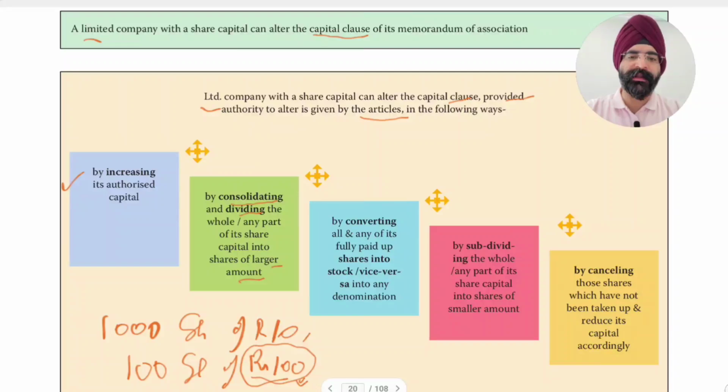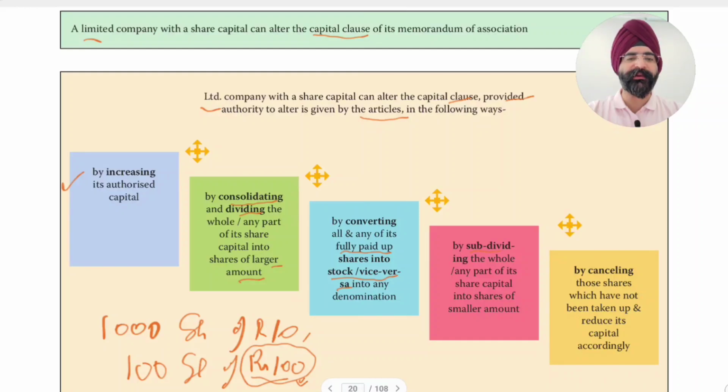Then by converting all or any of its fully paid up shares into stock, or vice versa, into any denominations. Practically I have not seen this happen, maybe it's a historical way of doing things. Only fully paid shares can be converted into stock, and then stock can be reconverted to shares.